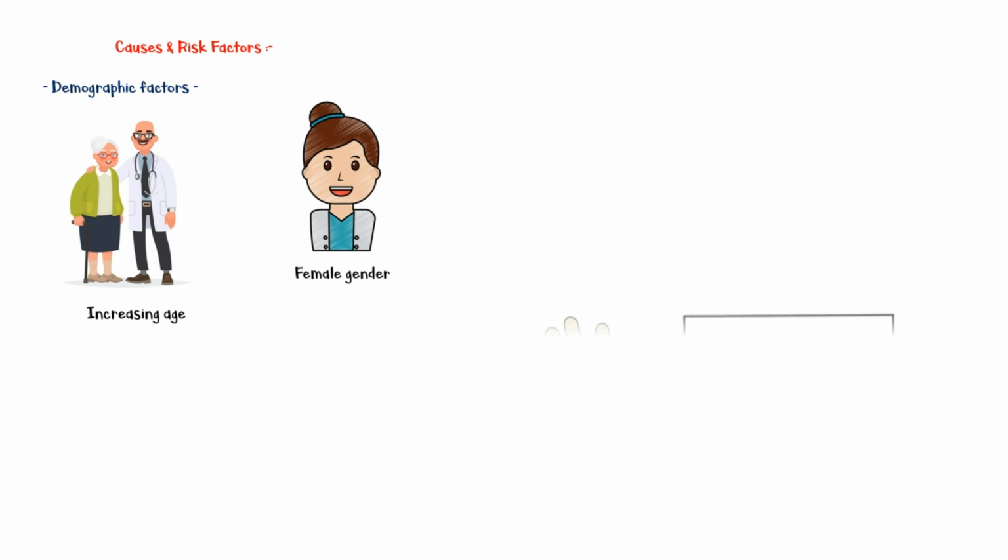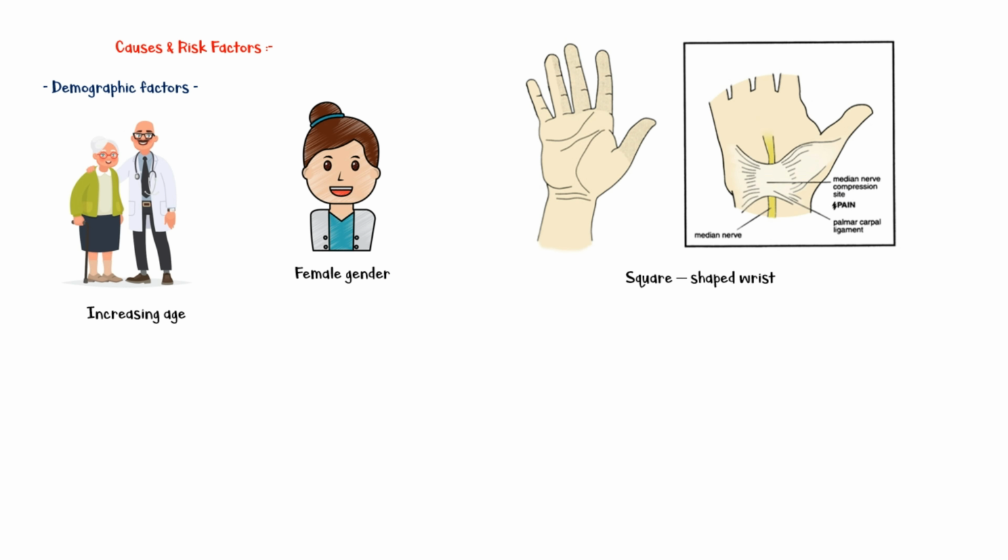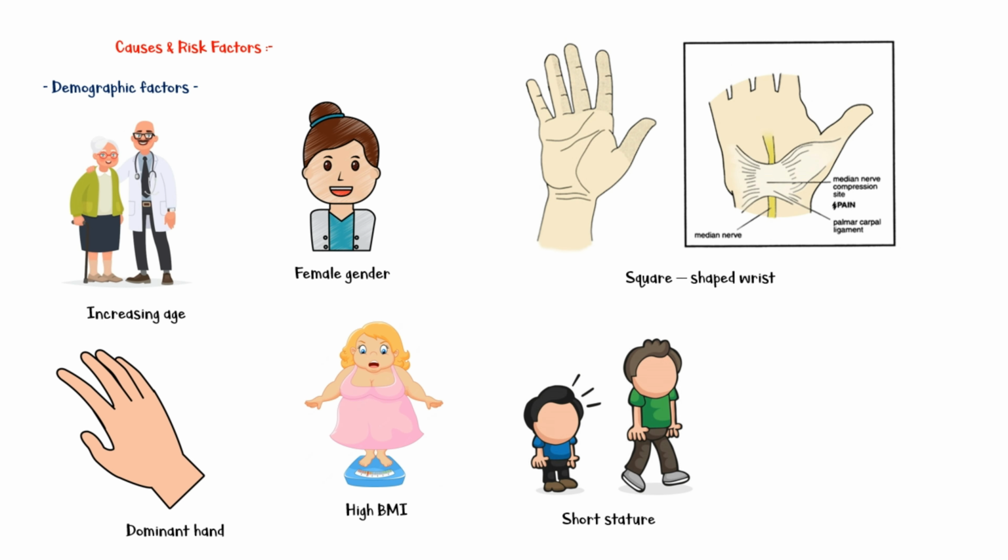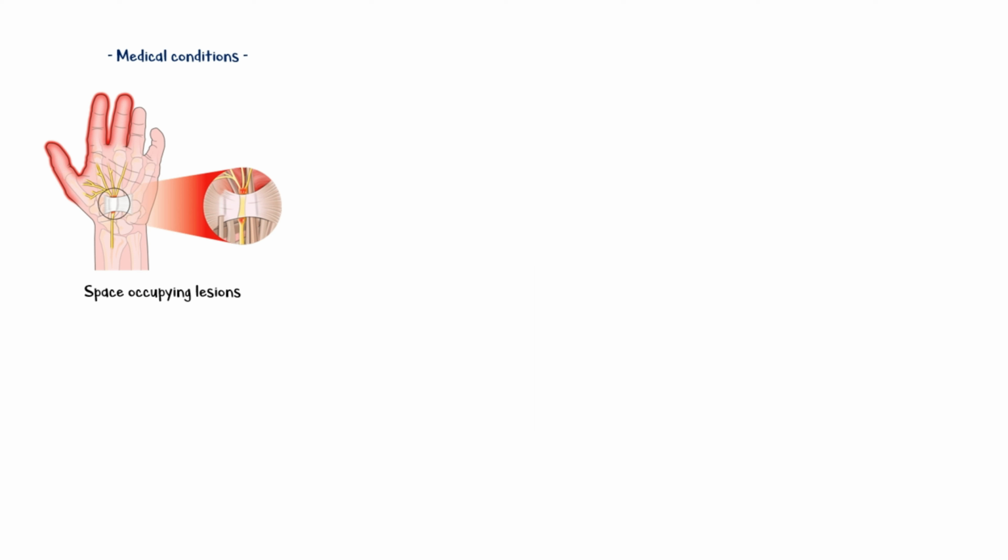Many different factors influence the risk of developing the disease. They can be categorized into demographic, genetic, activity-related factors, and medical conditions. Demographic factors include the following: increasing age, female gender, square-shaped wrists, dominant hand, high body mass index, short stature, and white race.